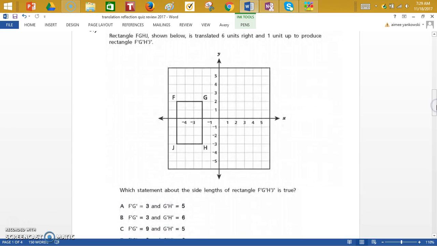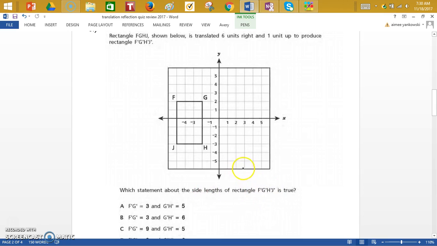Rectangle FGHJ is shown below. It's translated 6 units to the right and 1 unit up to produce F prime, G prime, H prime, J prime. So the first thing I would do, and then it asks the question below. This is from an old state test, so a lot of times they'll give a scenario, they'll give a picture, and then they always ask the question below. Which statement about side lengths of the rectangle is true?